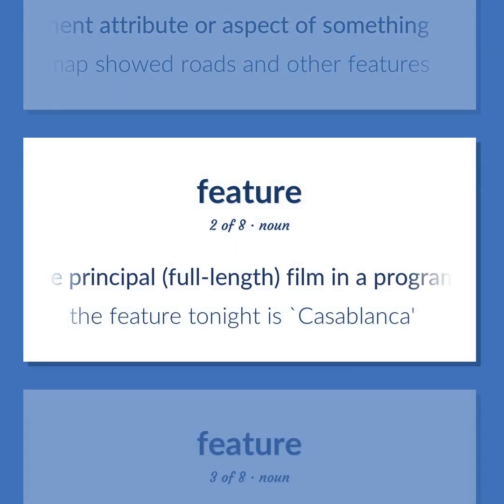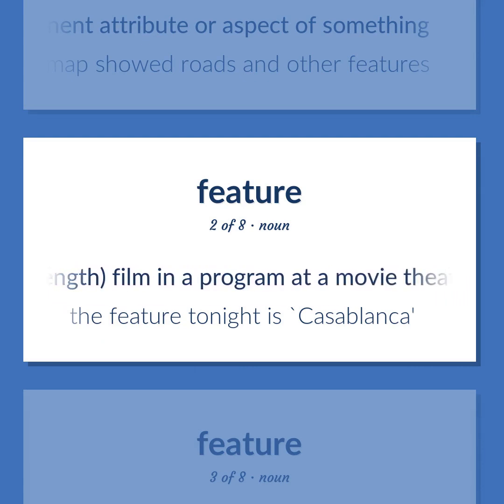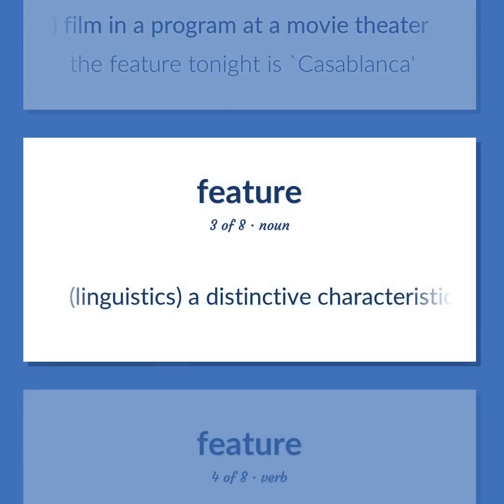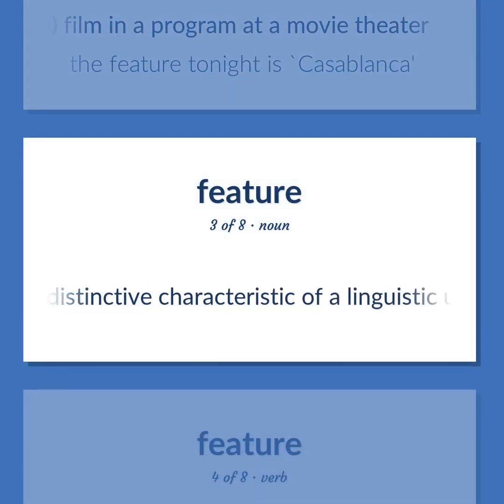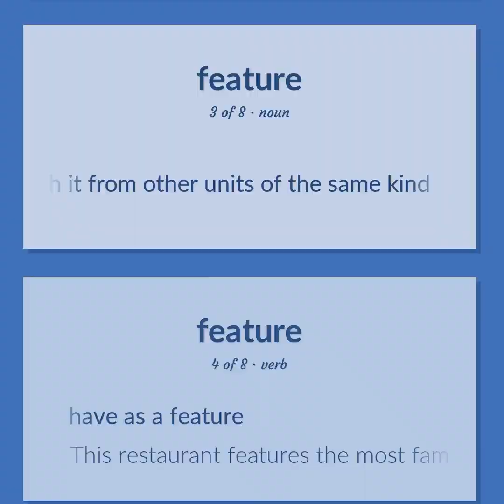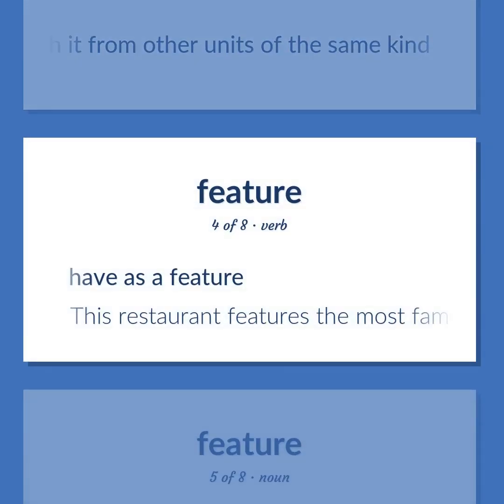The principal, full-length film in a program at a movie theater. The feature tonight is Casablanca. Linguistics. A distinctive characteristic of a linguistic unit that serves to distinguish it from other units of the same kind. Have as a feature. This restaurant features the most famous chefs in France.